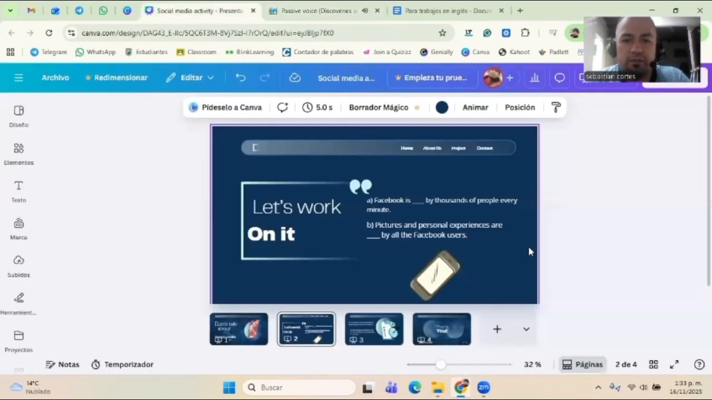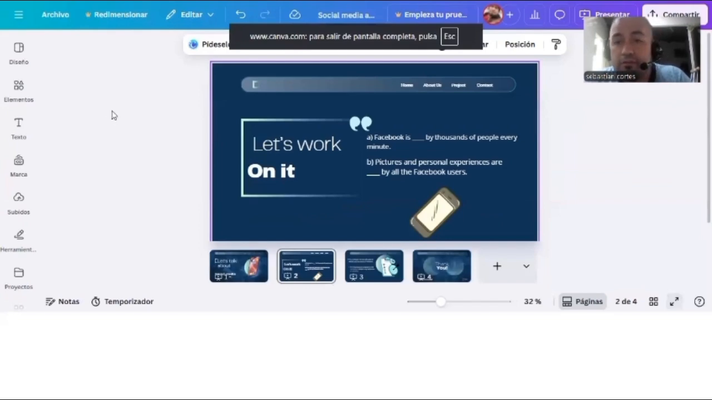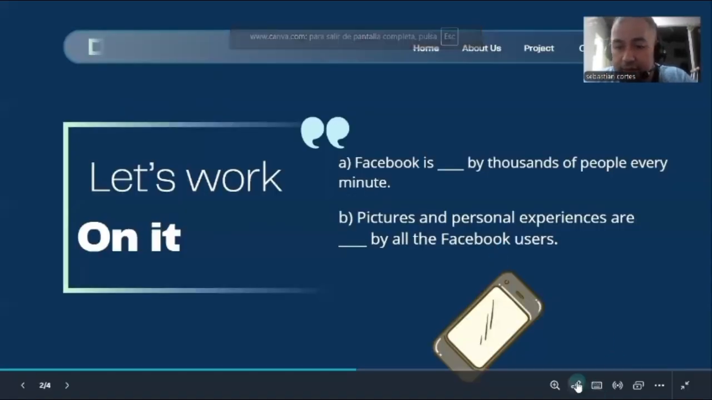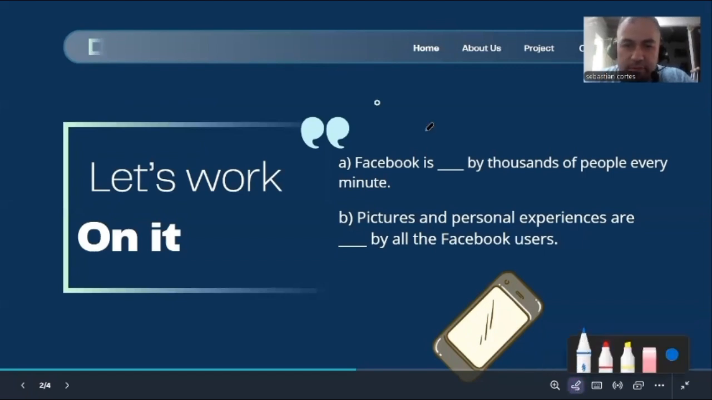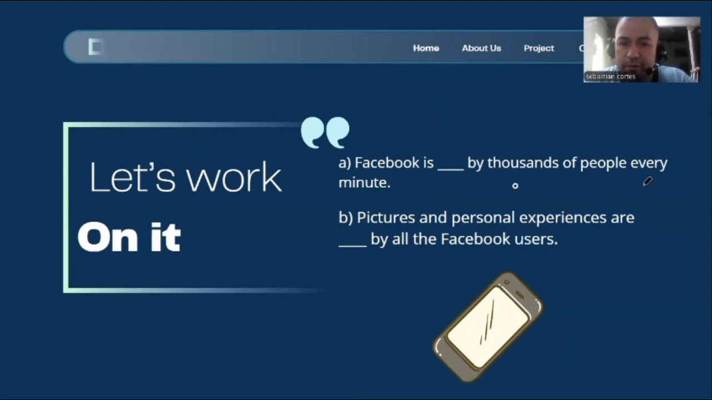Well, guys, as you could hear, social media are useful for several purposes. Now, coming back to this activity, there are two phrases specifically that you may have detected. The first one, we're going to read one more time: Facebook is by thousands of people every minute. Yeah, that's right. So again, we're going to put it.